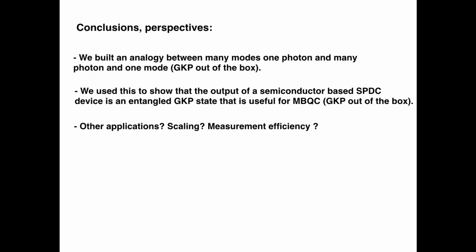I showed you that spontaneous parametric down conversion, this nonlinear interaction, is capable of naturally creating entangled GKP states that are useful for measurement-based quantum computing, at least at this very small scale. And of course, there are many issues to be discussed, such as the scaling of this system, improving measurement efficiencies, and the visibility of the curves that I showed. So that's all. Thank you.